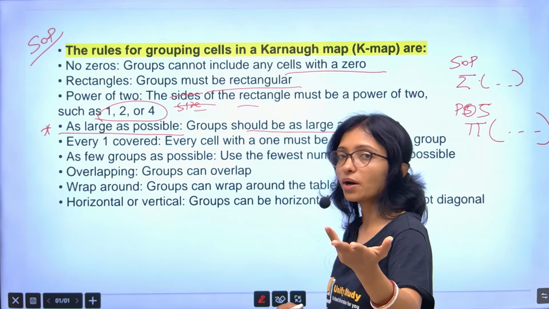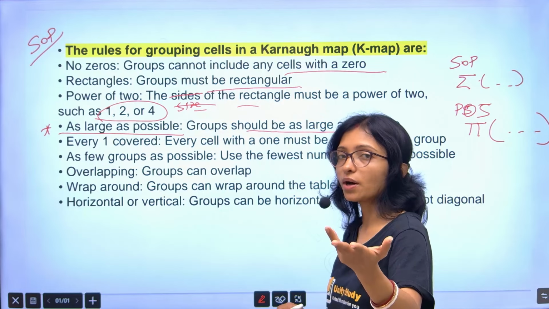As the size of the group increases, the number of groups decreases, because if you are making many groups, then there is no meaning. Try to put all the 1s in a single group, or as few groups as possible. So these 2 lines are very important: a few number of groups, and group size should be as large as possible.